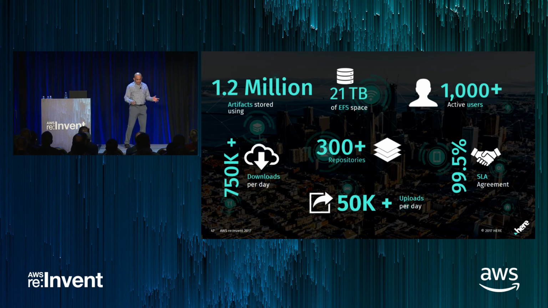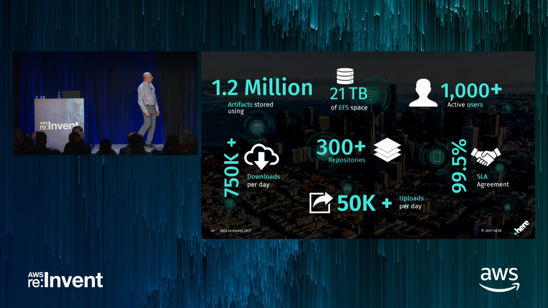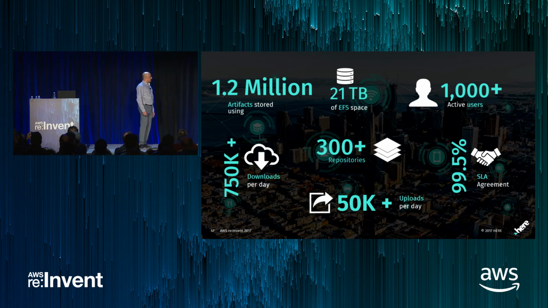Here, Artifactory is an enterprise solution, which helps our DevOps teams to rapidly release at a massive scale. At Here, we deliver code faster, safer, and with better quality. We serve over 1.2 million artifacts, taking up about 21 terabytes of space. And all the artifacts and the repository managers are available and served off the Elastic File System.